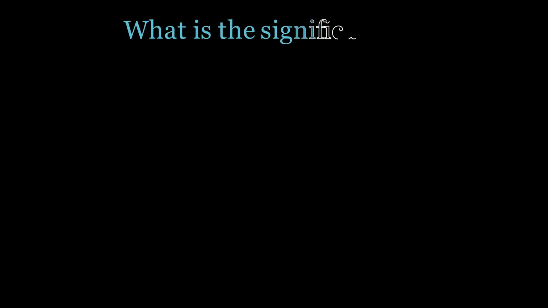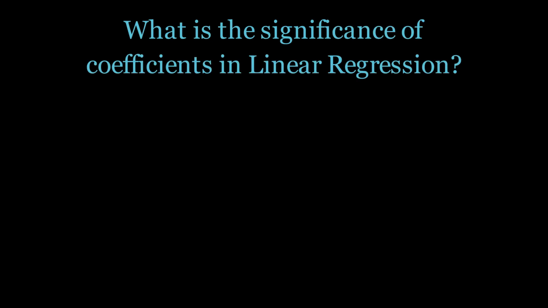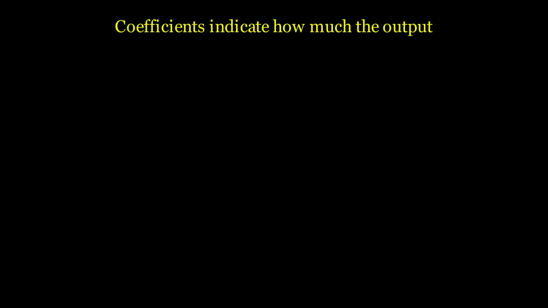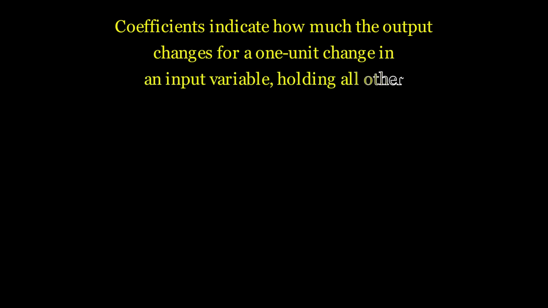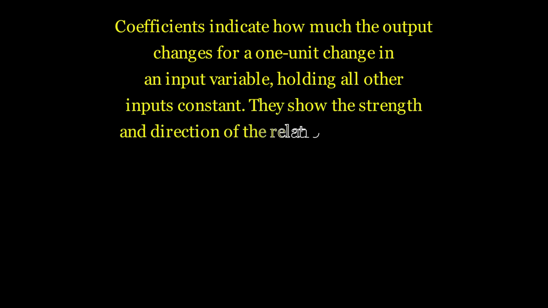What is the significance of coefficients in linear regression? Coefficients indicate how much the output changes for a 1 unit change in an input variable, holding all other inputs constant. They show the strength and direction of the relationship between each input and the output.